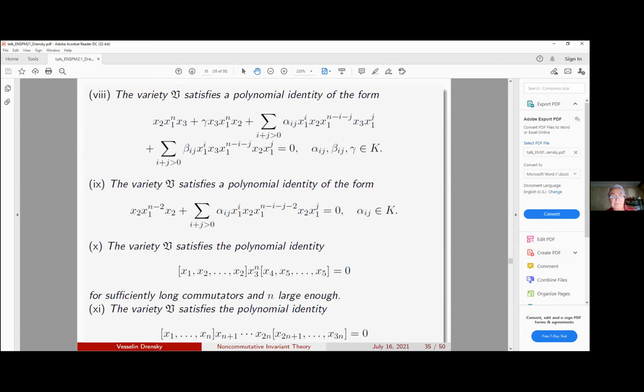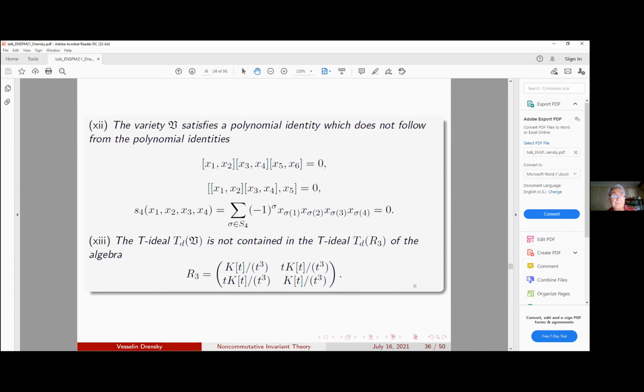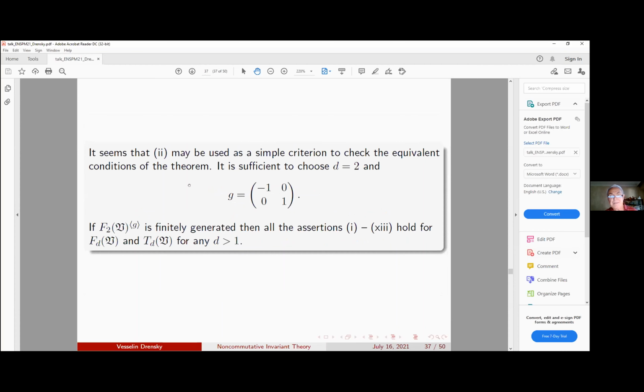Then you have some specific polynomial identity which should be satisfied by the algebra, or some algebra which is of the following form. You have matrices with polynomial entries, but these polynomial entries cannot be too high. And here you have some coefficient t, some variable t, which spoils the thing. So these elements cannot be of too high degree. So all these conditions, they are equivalent, but they are due to the efforts of many people. So there is a simple criterion.